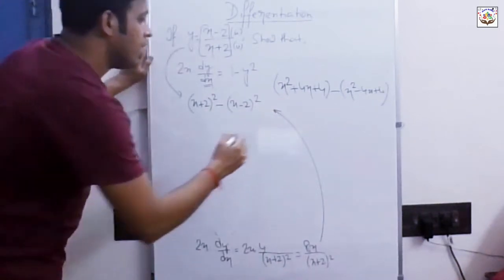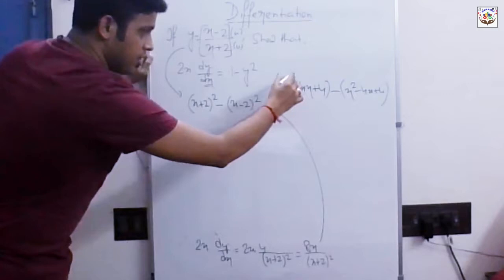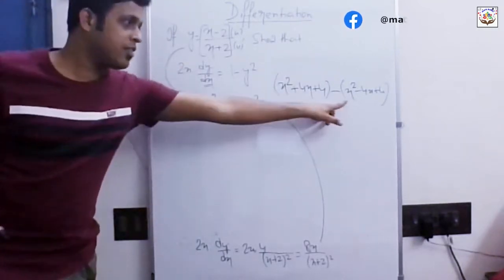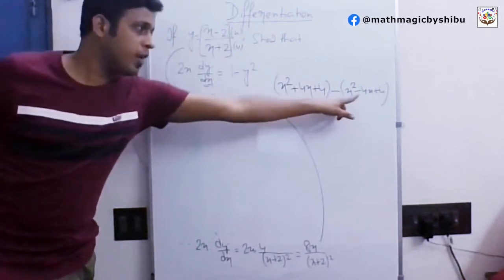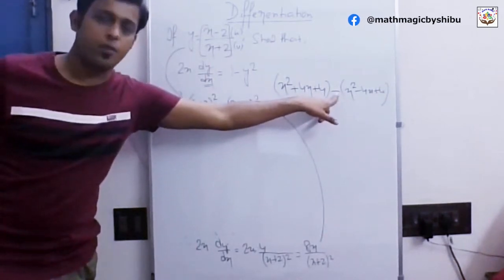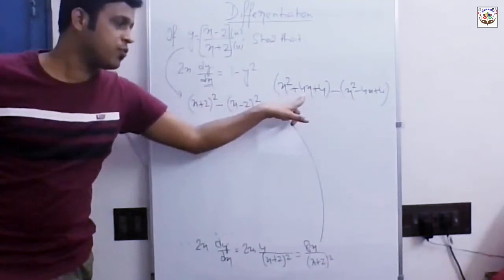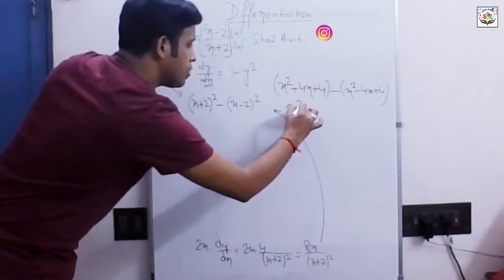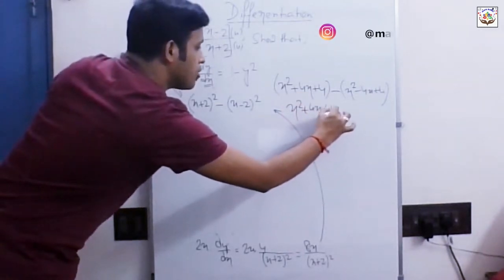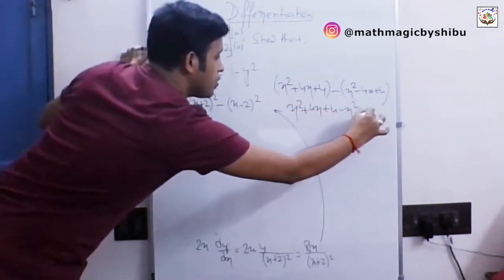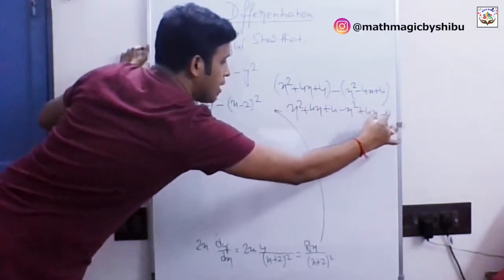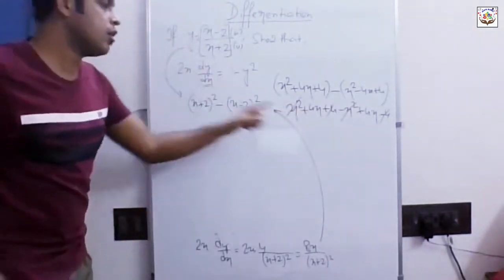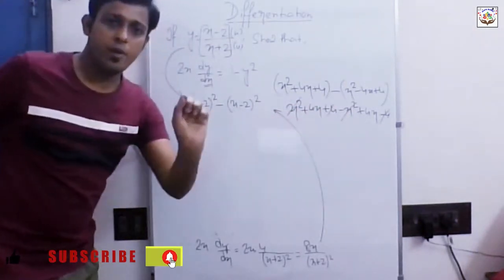Now, if we do the normal addition and subtraction, then x square will be cancelled out, and minus 4x into minus will be plus 4x. So plus 4x and plus 4x will be 8x. That is, x square plus 4x plus 4 minus x square plus 4x minus 4: minus 4 plus 4 will be cancelled out, and plus x square minus x square will be cancelled out. So plus 4x and plus 4x will be 8x.